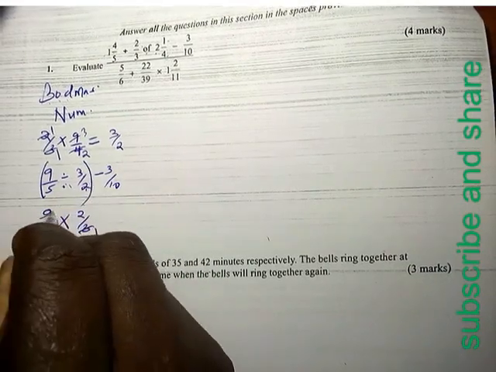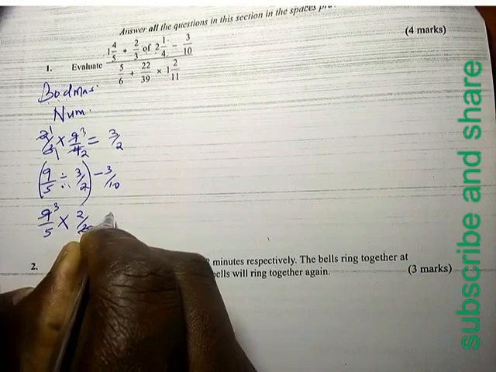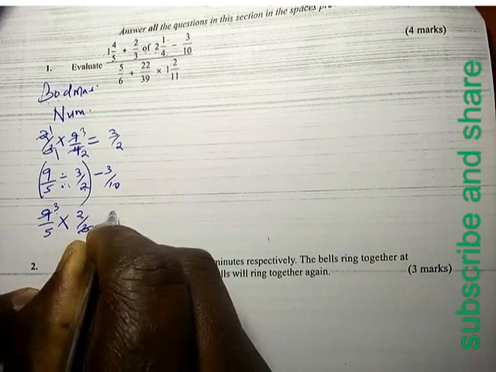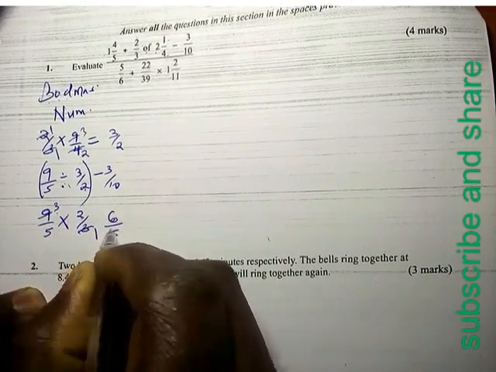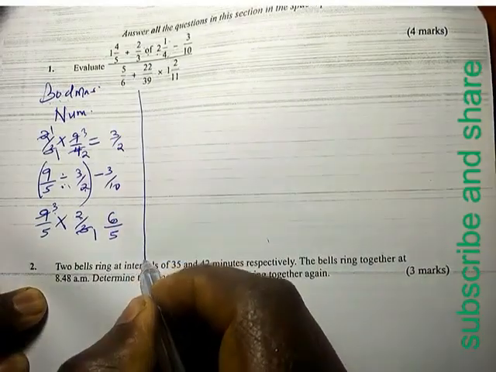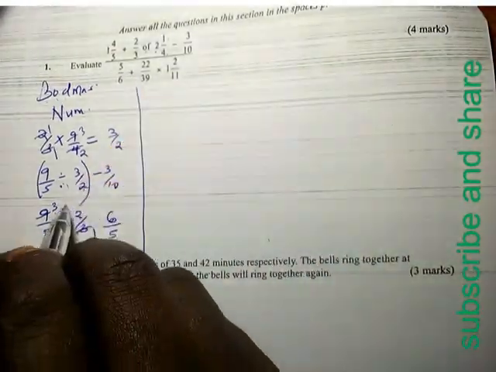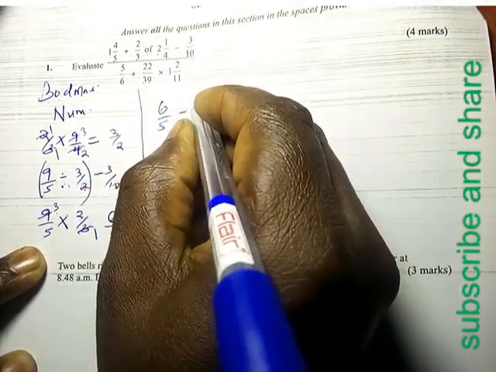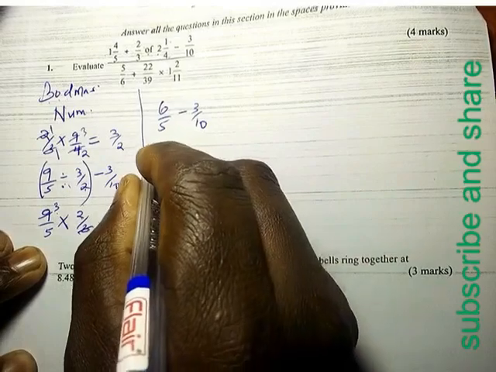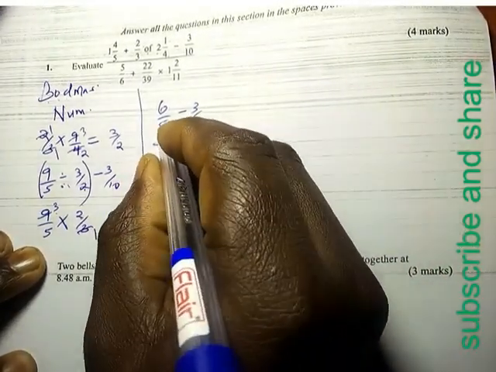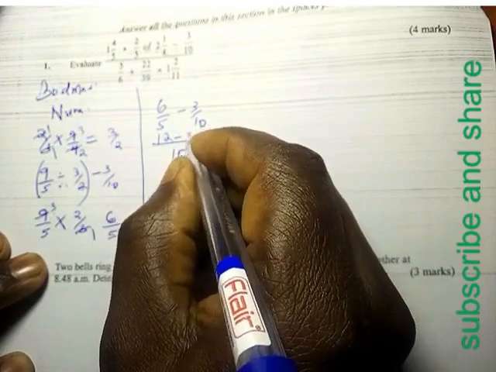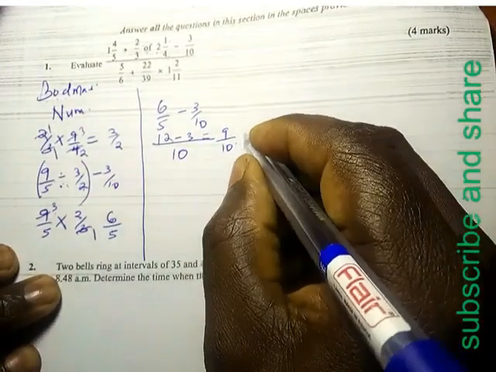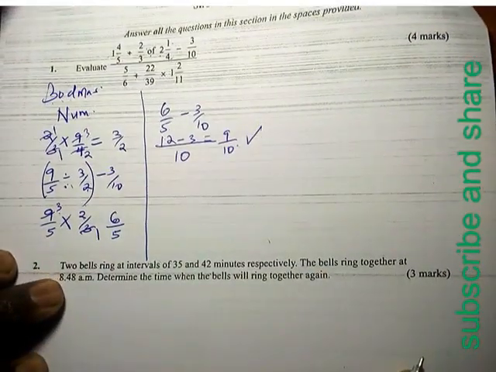This goes in once, this goes in 3 times. So we will have 6, this times this, 6 over 5. Now we have the last part, that is the answer 6 over 5 minus 3 over 10. So find the LCM. 10 here is 12 minus 3, and the answer is 9 over 10. So we have finished with the numerator. Up to there you have got your marks.